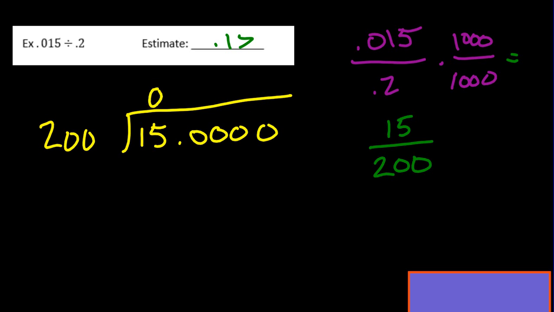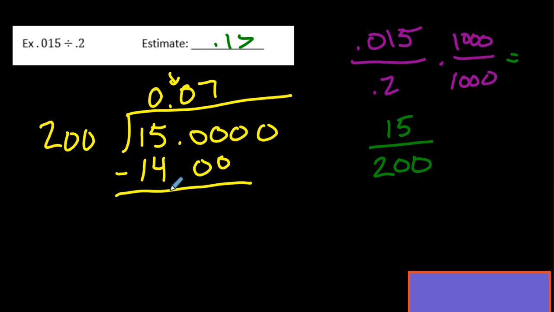200 goes into 15 0 times. 200 also goes into 150 0 times. So we're going to put a 0 right here. Remember, this placeholder right here is very, very important. Now the question becomes, how many times does 200 go into 1,500? We realize that is 7 times because 7 times 2 is 14. Add the 2 zeros at the end.